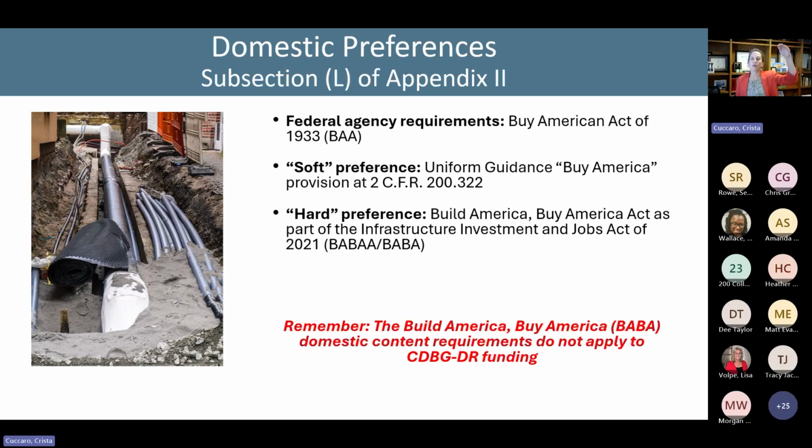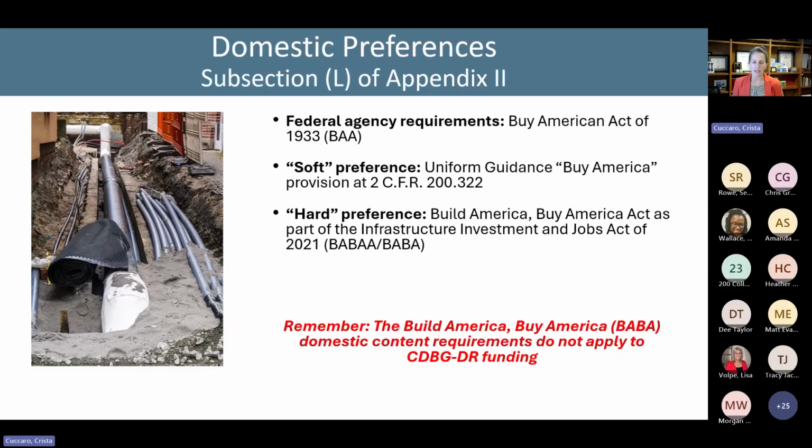There are several different ways in which domestic preferences show up in federal law. I have them listed here. I'll talk about them in a little more detail, but the one I'm going to focus on is the one you see in the middle that comes from the Uniform Guidance. Federal agencies are subject to what's known as the Buy American Act of 1933.